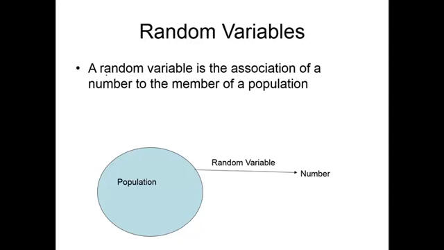Okay, now, a random variable is the association of a number to a member of a population. And the idea, you've got your population, whatever population you're studying over here, and you pick out one of those, and you have some way of associating a number to it.